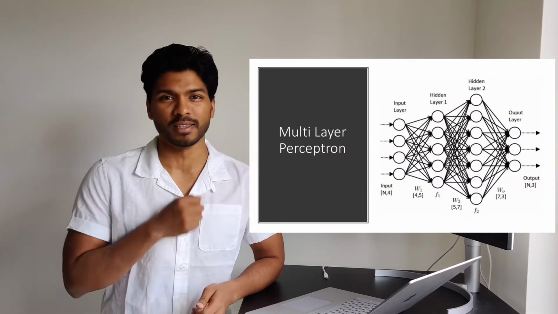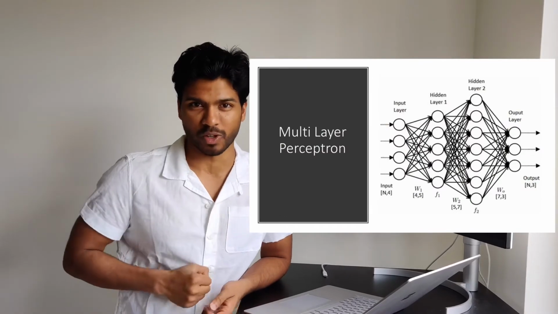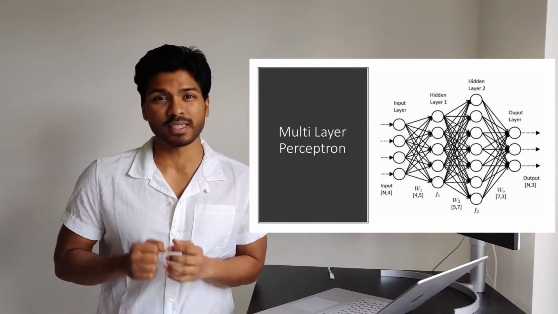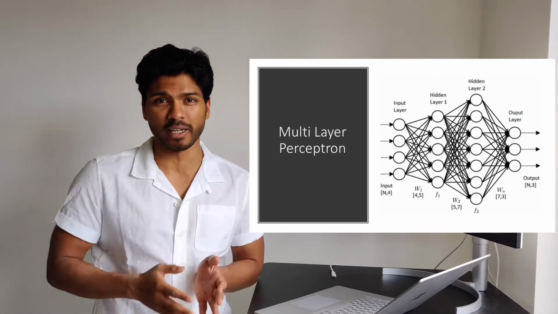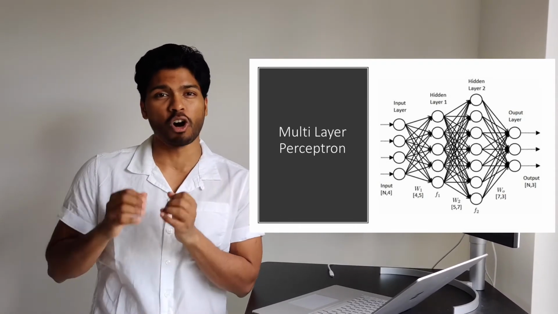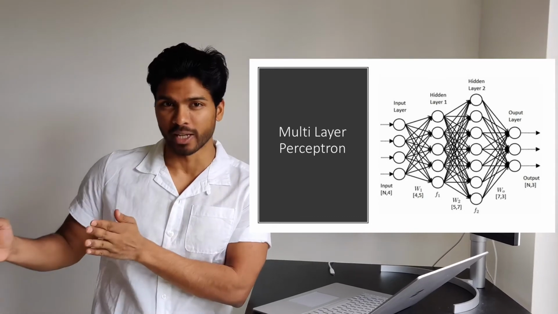Now let's discuss different types of neural network architectures. The first one is called a multilayer perceptron. A multilayer perceptron is a class of neural network in which all the nodes or neurons in a layer are fully connected to all the nodes in the following layer.